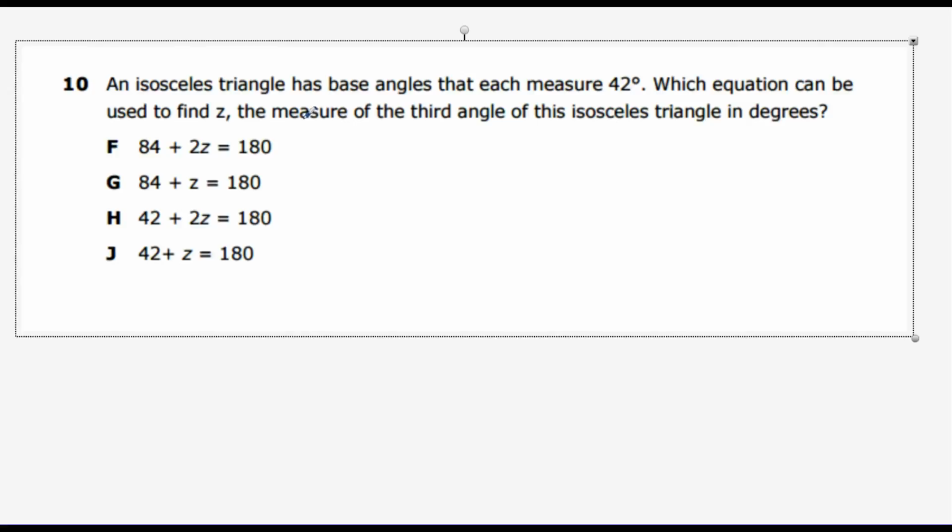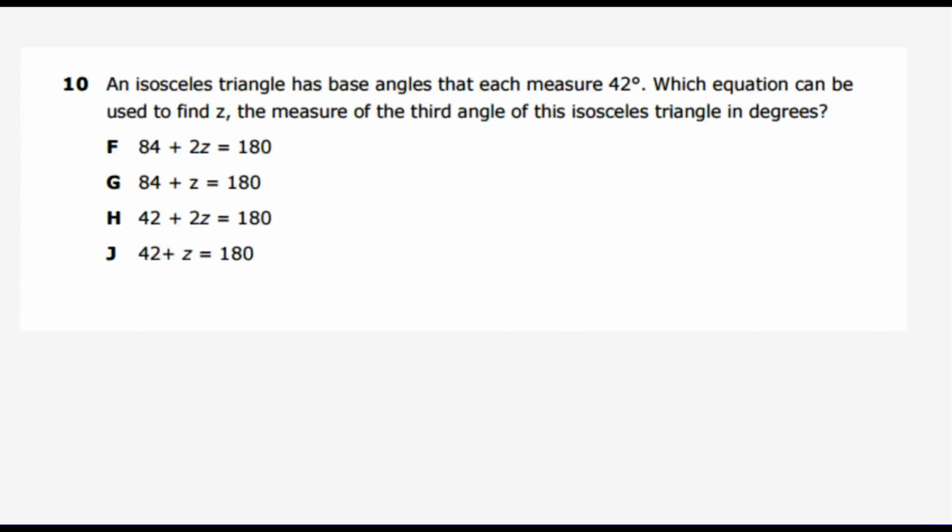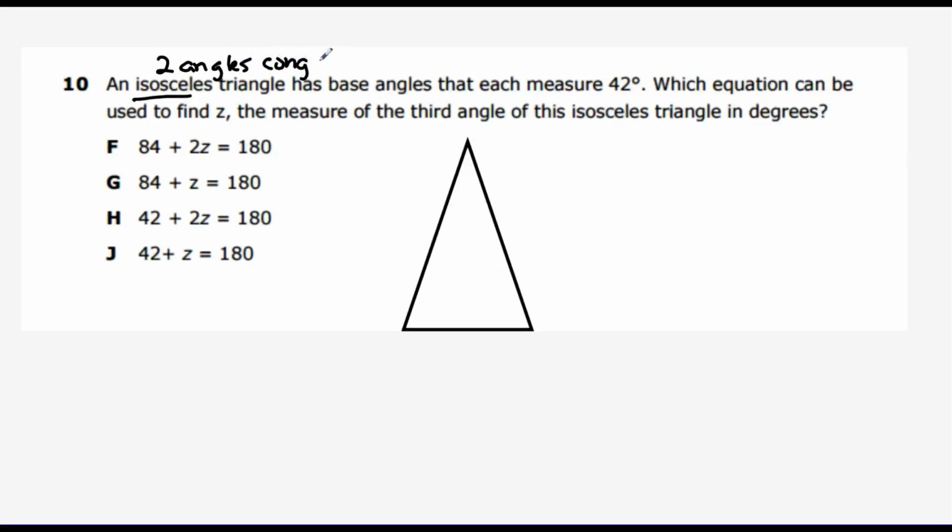Alright, number 2, isosceles triangle, base angles each measure 42 degrees. Which equation can be used to find Z, the measure of the third angle in this isosceles triangle in degrees? Okay. So this one might have given you trouble because we don't really talk about these words, base angles, very much. But hopefully we're able to use our common sense to figure that out. So isosceles means two angles congruent or the same.